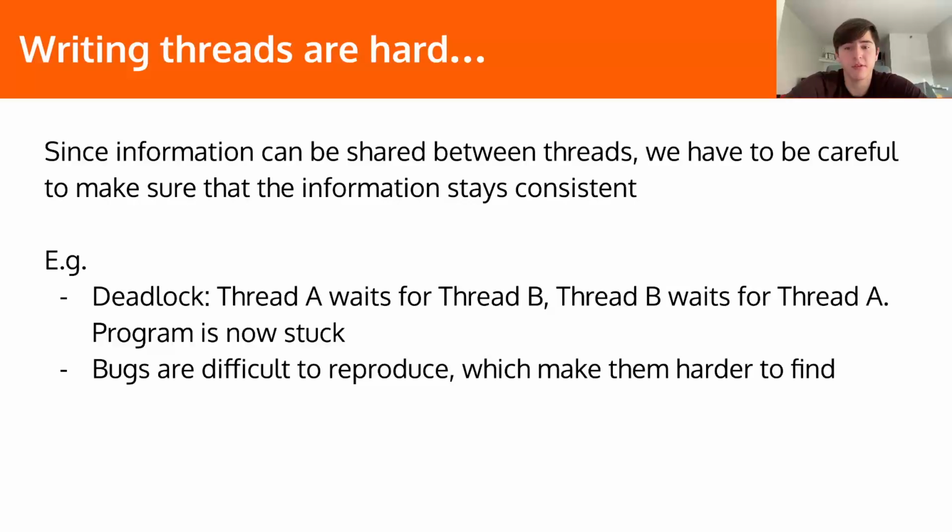Threading, especially memory safe threading, is really difficult. Rust has a way to help this, but there's still problems you can have, even in Rust. Like for example, deadlock, where thread A waits for thread B, while thread B waits for thread A. They're holding resources that each other need, but they won't free them until they get the other's resources.